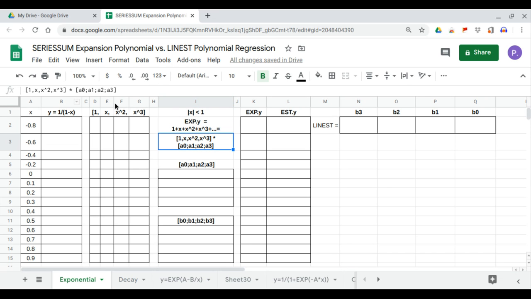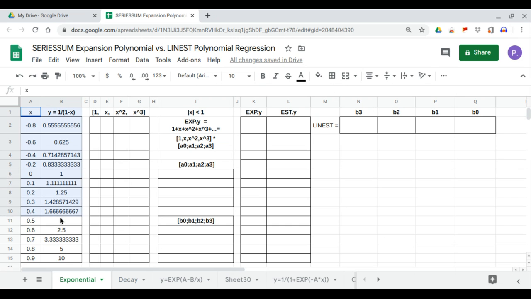And can be in the form of matrix. The first matrix will be 1 comma x squared comma x cubed. And the second matrix will be a0 semicolon a1 semicolon a2 semicolon a3, which is this matrix. Let's begin with generating the dataset, which is our formula: 1 over 1 minus the x values.